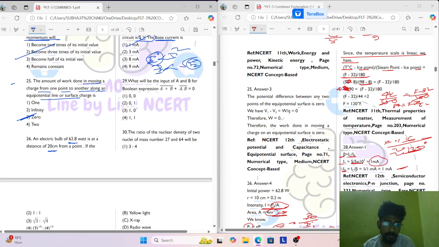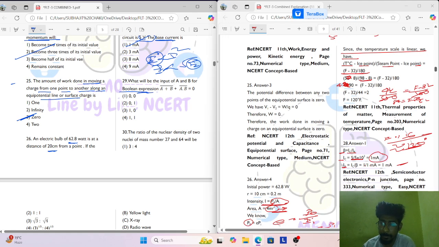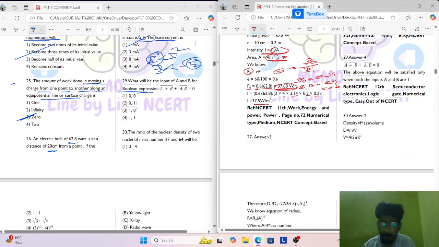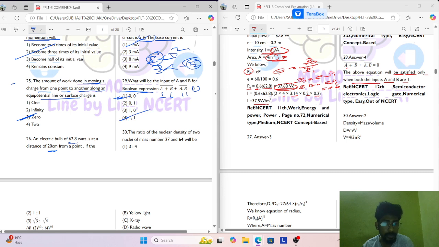The Boolean expression holds for what? NAND gate, right? You have to calculate the output. Put the inputs and evaluate. If both the inputs are 1, what will happen? Then the output will be 0. If you put 0, 0, you will get 1 here. So therefore this will be the option here, 1, 1.